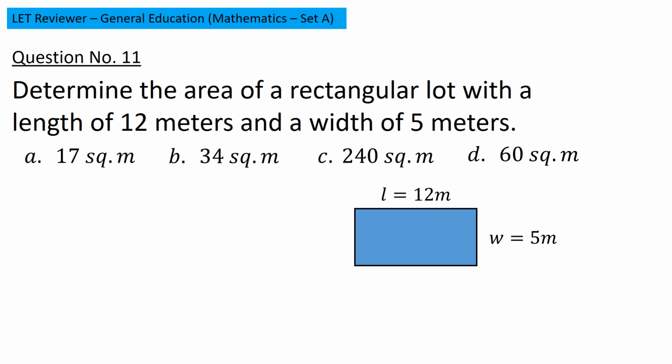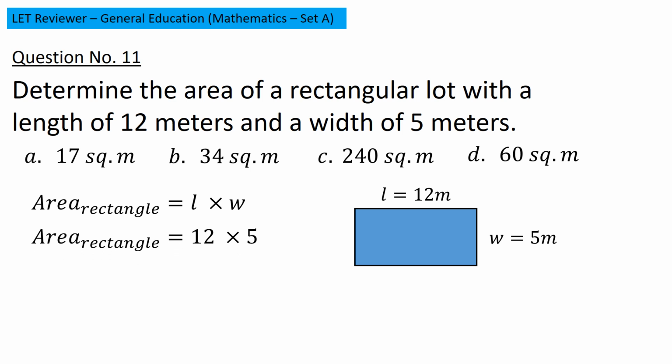Now, this is our representation ng ating rectangular lot or the rectangle. You have the length of 12 meters and the width of 5 meters. In determining the area of our rectangle, we simply multiply the length by its width. So all you have to do is to substitute the values doon sa formula ng area ng ating rectangle. So the area of our rectangular lot will be 12 meters multiplied by 5 meters. So the area of the rectangular lot will be 60 square meters.